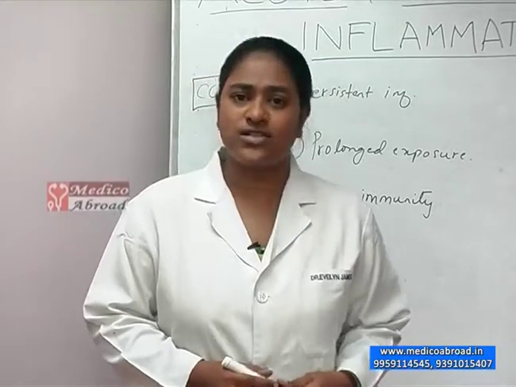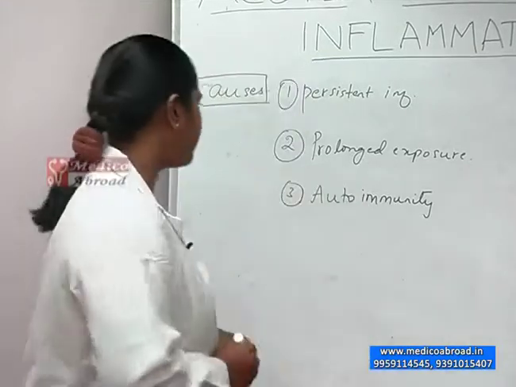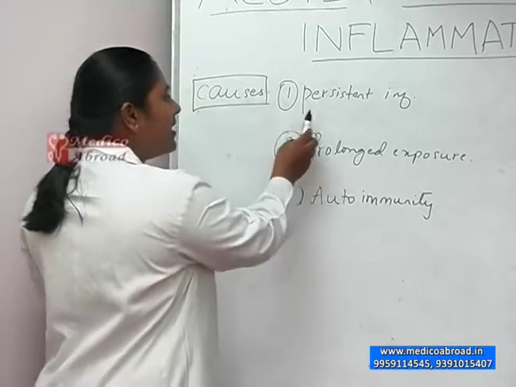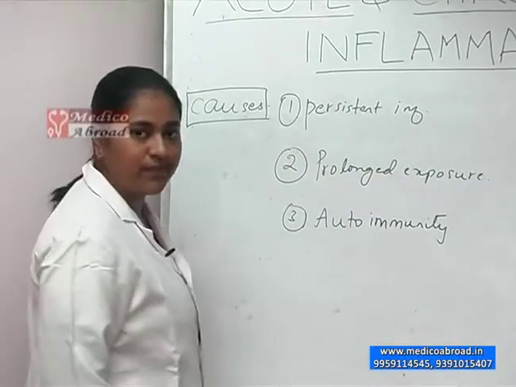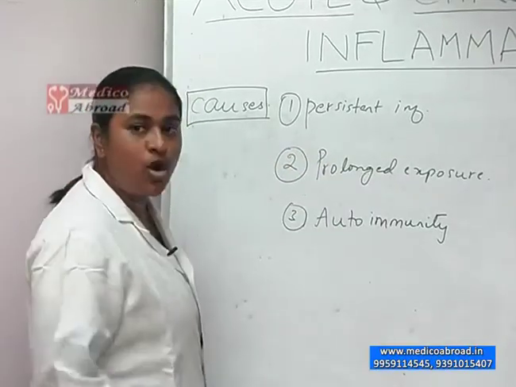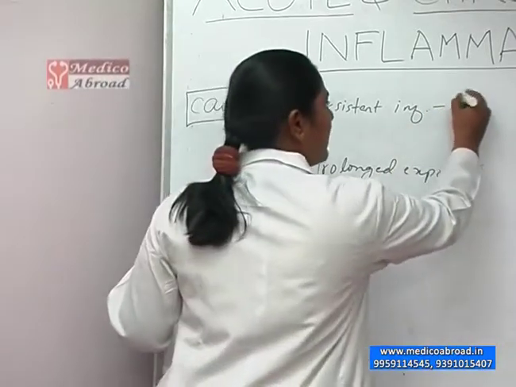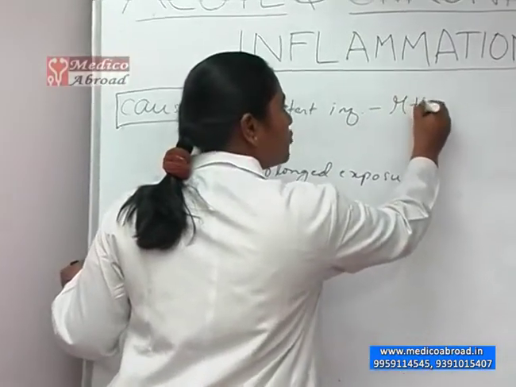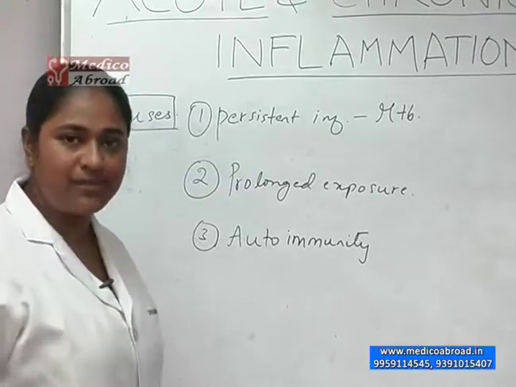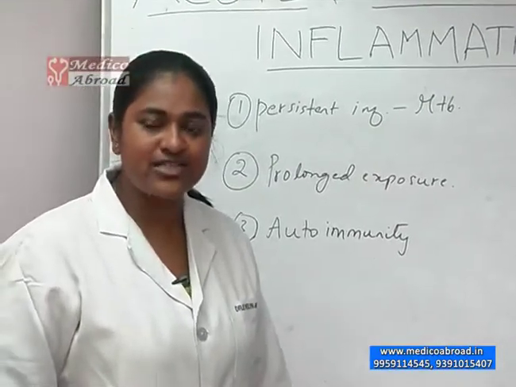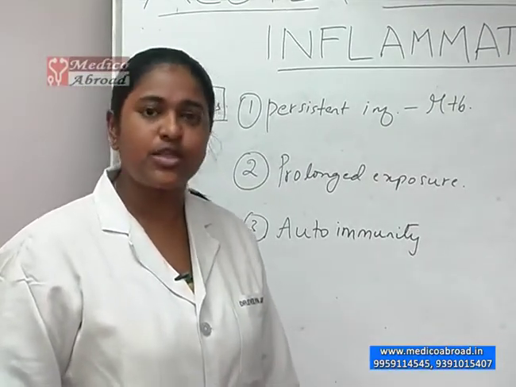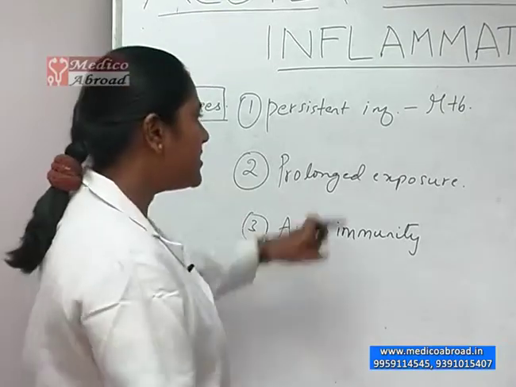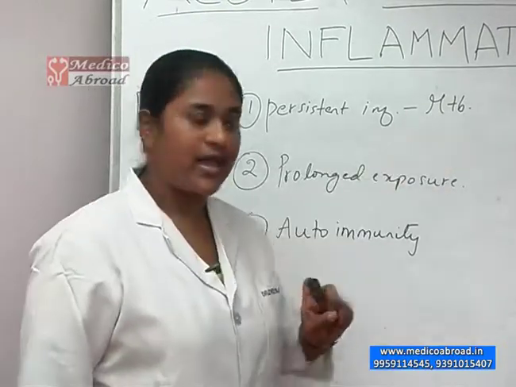Let's look at the causes for chronic inflammation. Causes may be a persistent infection, especially with certain organisms like Mycobacterium tuberculosis or MTB. This acid-fast bacillus causes tuberculosis. This is a chronic disease.